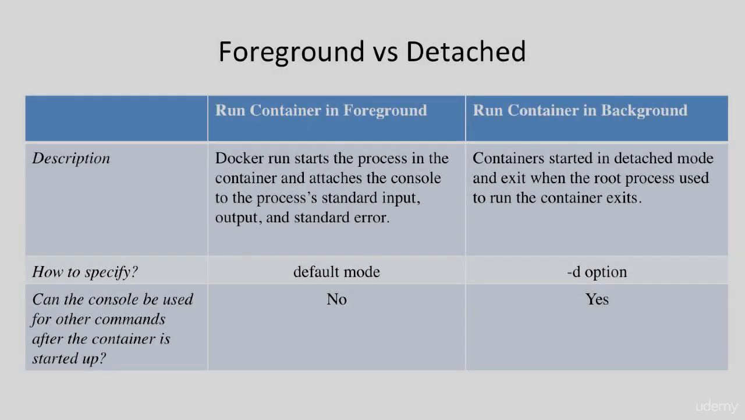In the previous lecture, we have seen how to run containers in the foreground, but in most cases, containers are actually running in the background. We can start a Docker container in detached mode with the -d option, so the container starts up and runs in the background. That means we can start up the container and use the console after startup for other commands. Let's see this in action.